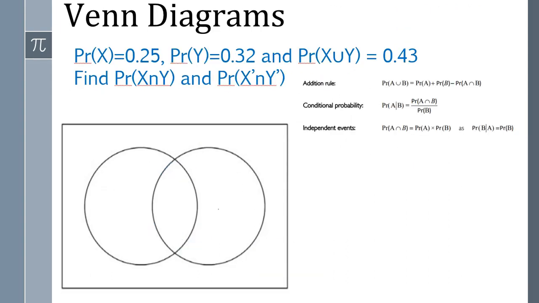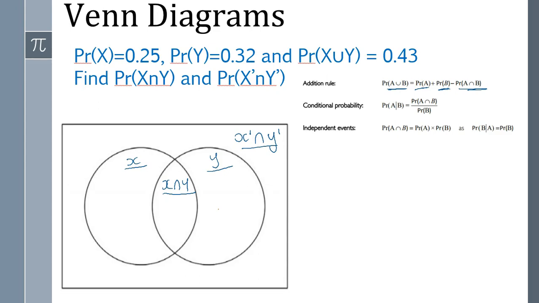Let's try it with a bit more notation. So the probability of x is 0.25, probability of y is 0.32, and the probability of x or y is 0.43. So I'm going to set my Venn diagram up by first of all labeling it. So let's make this x, this can be y, and this can be x and y. So out here, this is not x and not y. And you'll kind of see all these notations coming in here.